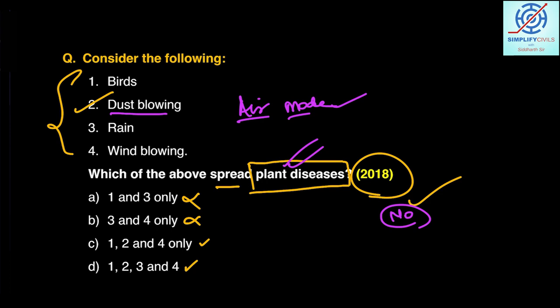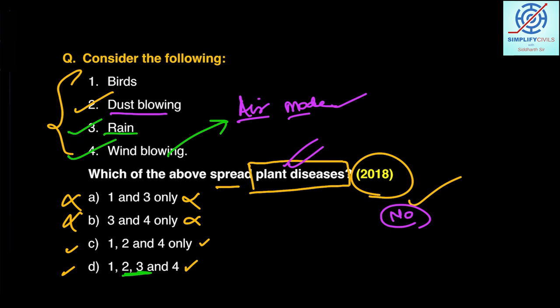Then can rain cause the disease with respect to plants? Definitely, water running from one plant to another, if one plant is infected with bacteria, virus, or any microscopic organism, then rain can bring that virus or bacteria and spread it to other trees as well. So 2 and 3 should both come, and only one option has 2 and 3. Wind, again we talk about air, so wind should also be the answer. So 2 and 4 should come. In that case, C and D look to be the answer and they are not the answers.